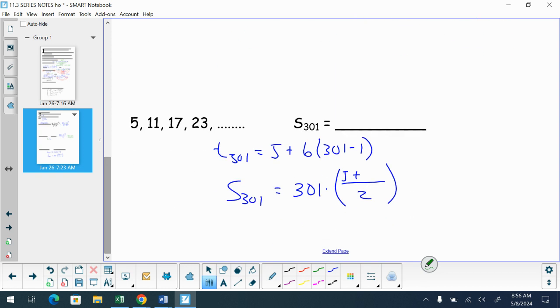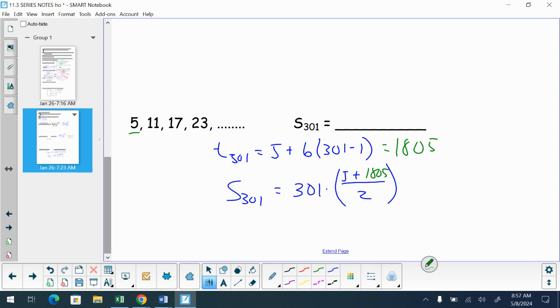Okay, the bottom one down here is an arithmetic. We have to find our 301st term first. We have to find what that last term is. We start out with 5. We want to find the sum of the first 301 terms. What's term number 301? Corbin, what do you have? So we have 1,805 as the 301st term.